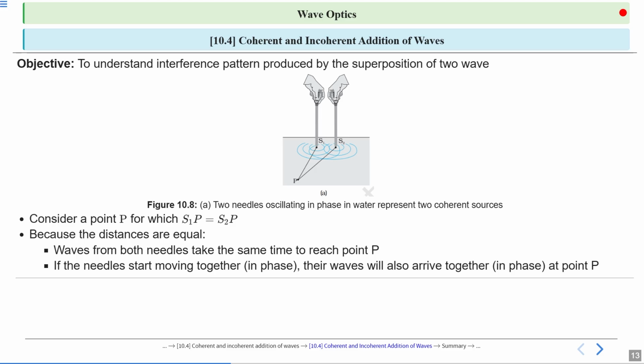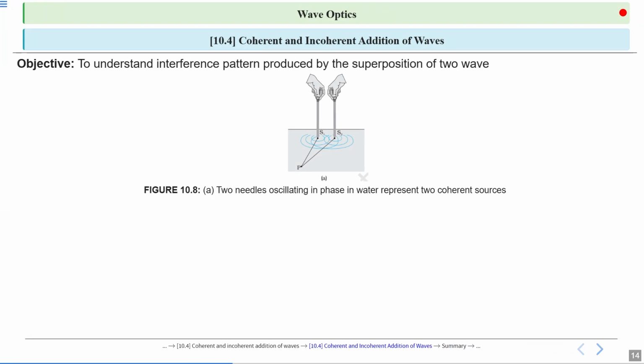So their waves will also arrive together in phase at point P. The waves produced by both needles will reach the point P at the same time, and also they will reach in phase because we are moving these needles together in phase. So the waves will also be in phase at point P. That means the phase difference is 0 in this case.